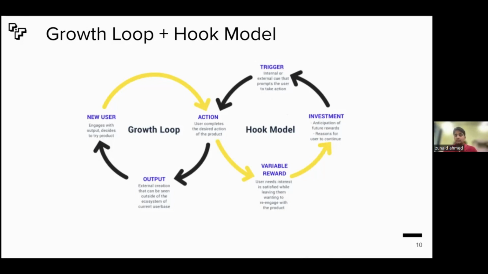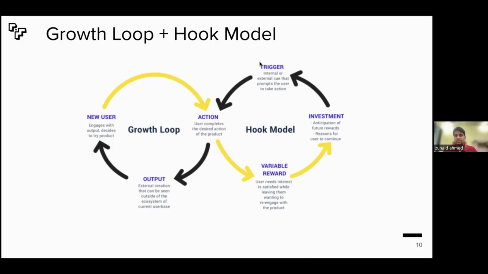Then you need to build some kind of core action which a user can take in the easiest way possible. Then you link that action to some kind of variable reward, so that a user feels satisfied on taking that action. And once they are happy with the variable reward, you need to try to instill a sense of achievement and ownership, a feeling of being invested in the platform. I'll give you an example.